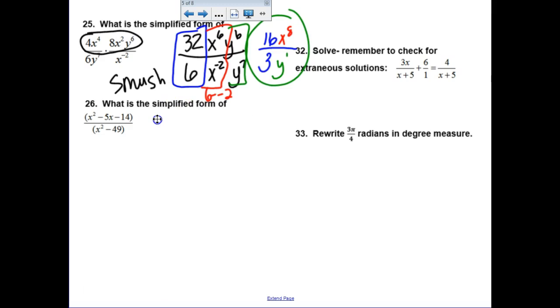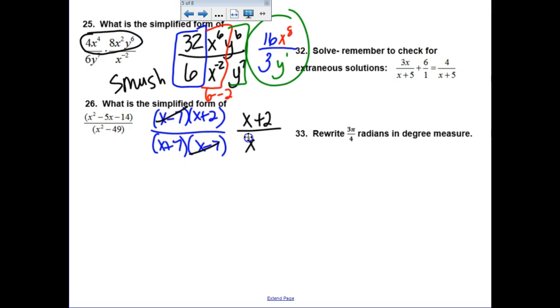All right, 26. This time we need to simplify, and these parentheses indicate that you're going to factor. So x minus 7 times x plus 2 is how we're going to factor that numerator. And then x plus 7 times x minus 7. This is one of the questions that I changed from the original document. So if you're looking from another teacher, you might have a different question here. All right, x plus 2 over x plus 7. Nothing else cancels. These x's do not cancel because remember, this is a number and this is a number.